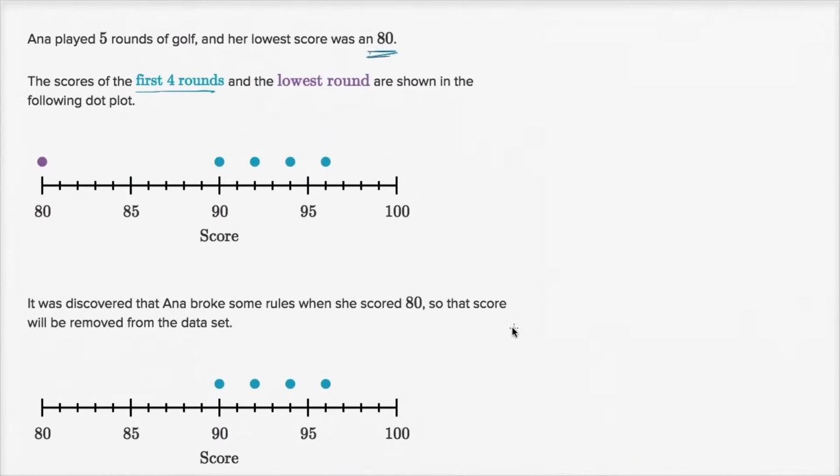So let's actually think about the median first. So the median is the middle number. So over here, when you had 5 data points, the middle data point is going to be the one that has 2 to the left and 2 to the right. So the median up here is going to be 92. The median up there is 92.